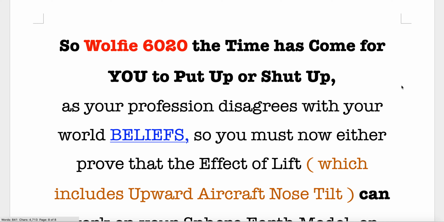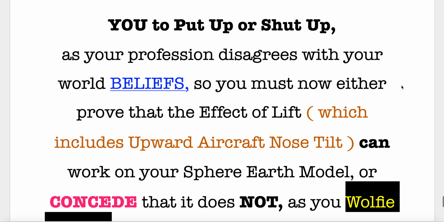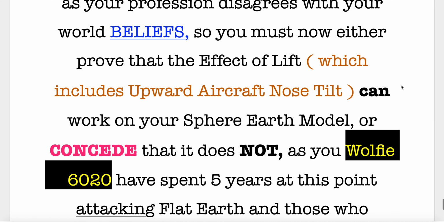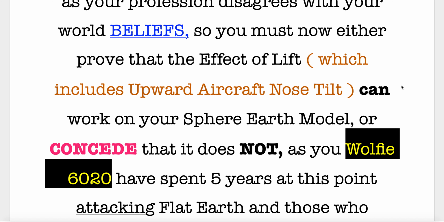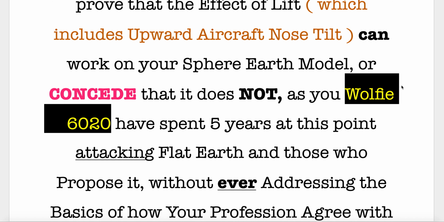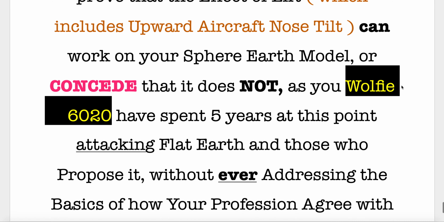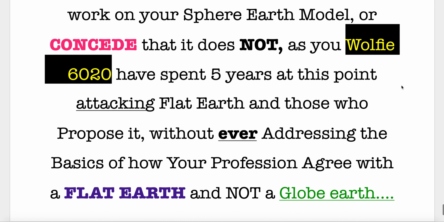So Wolfie 6020, the time has come for you to put up or shut up, as your profession disagrees with your world beliefs, so you must now either prove that the effect of lift, which includes upward aircraft nose tilt, can work on your sphere Earth model, or concede that it does not, as you, Wolfie 6020, have spent 5 years at this point attacking flat Earth and those who propose it, without ever addressing the basics of how your profession agrees with a flat Earth and not a globe Earth.